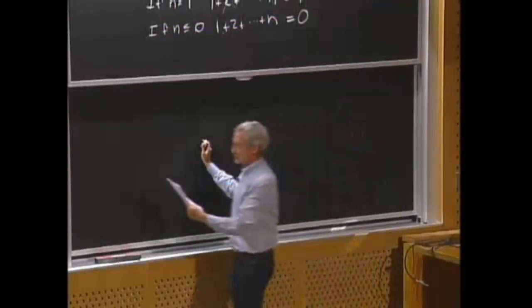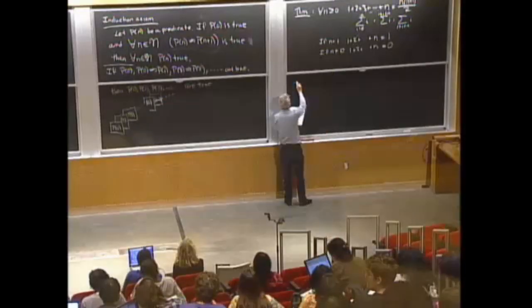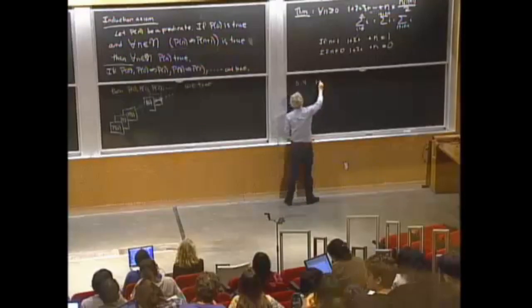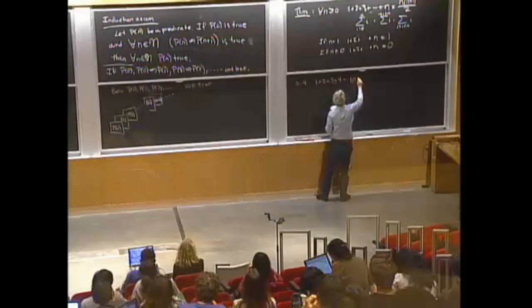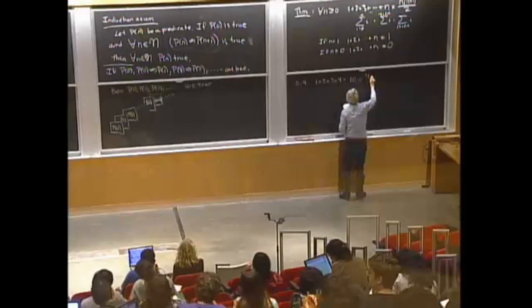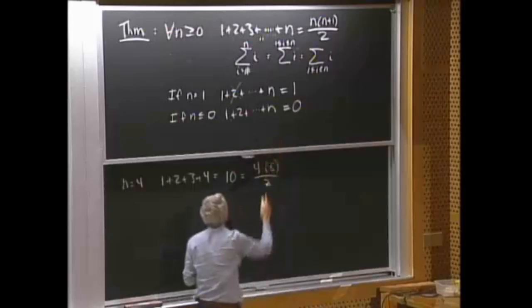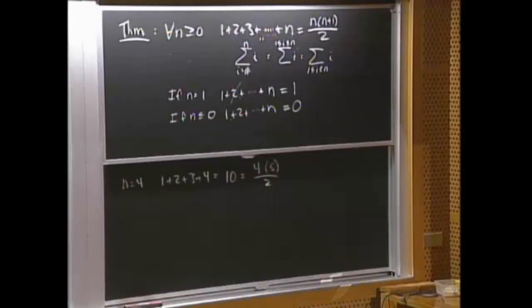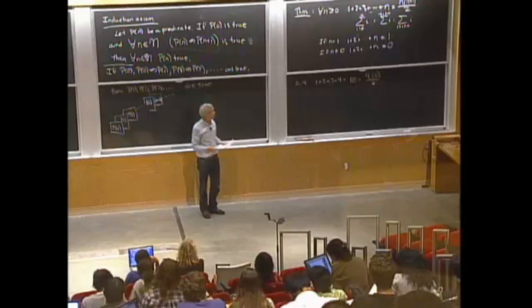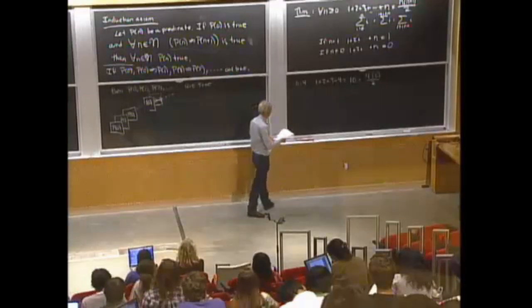All right, it's easy enough to check that the theorem is true for certain values of n. For example, if n equals 4, I've got 1 plus 2 plus 3 plus 4. That's 10. And 10 equals 4 times 5 over 2, plugging in the formula. So for any value of n, you could check this formula is true. Proving it's true for all n takes a little more effort unless you use induction. So let's do that.